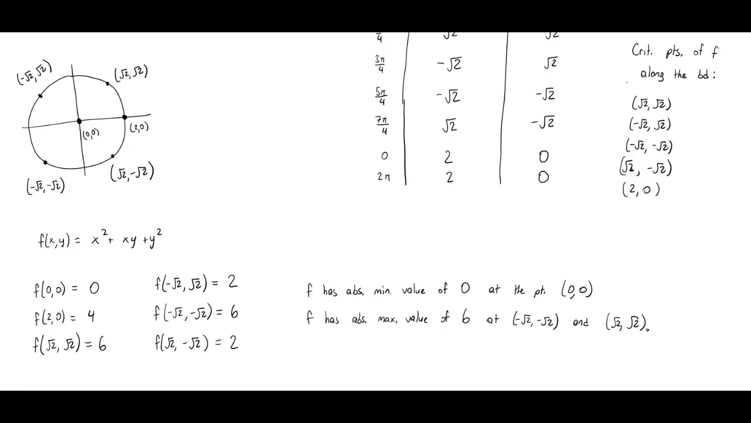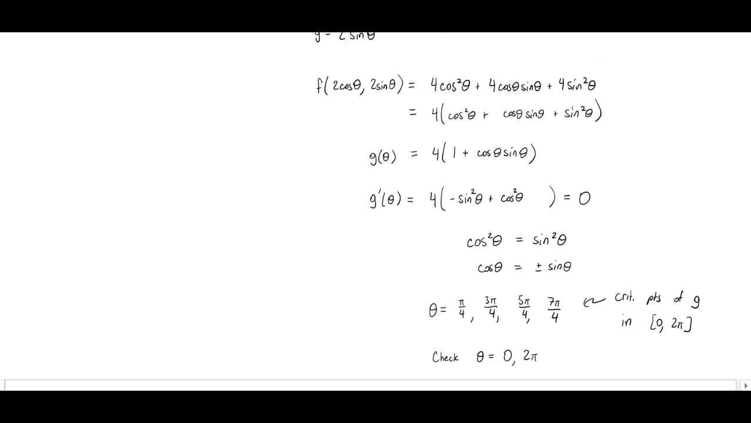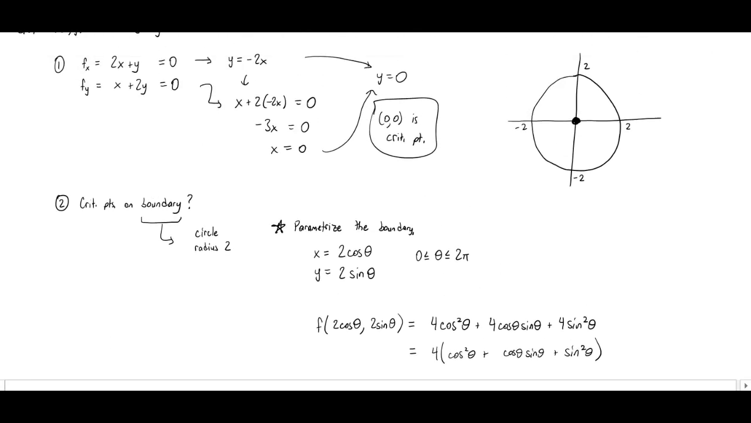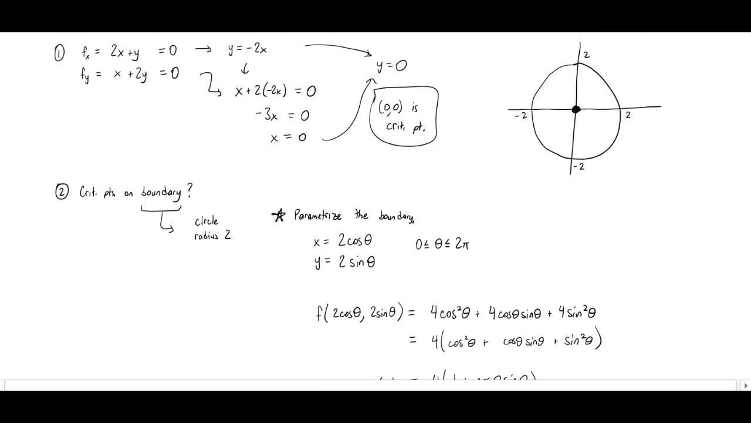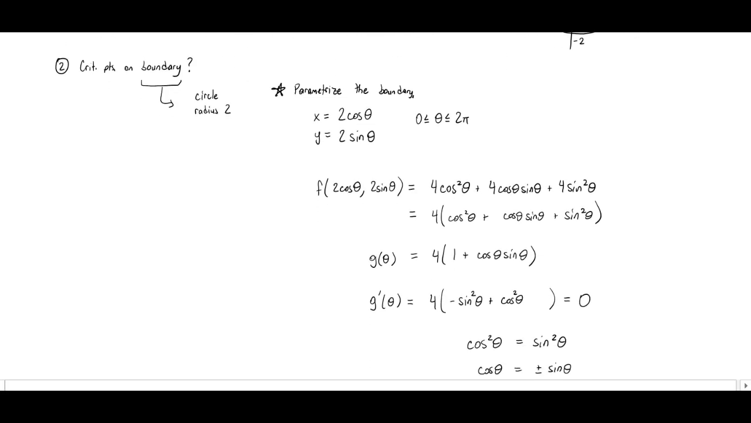So what's the strategy? Just to recap, first find the first order partial derivatives and set them equal to 0. That gets you the critical points. Discard any that are outside the region, keep the ones that are inside the region. Next, check along the boundary.